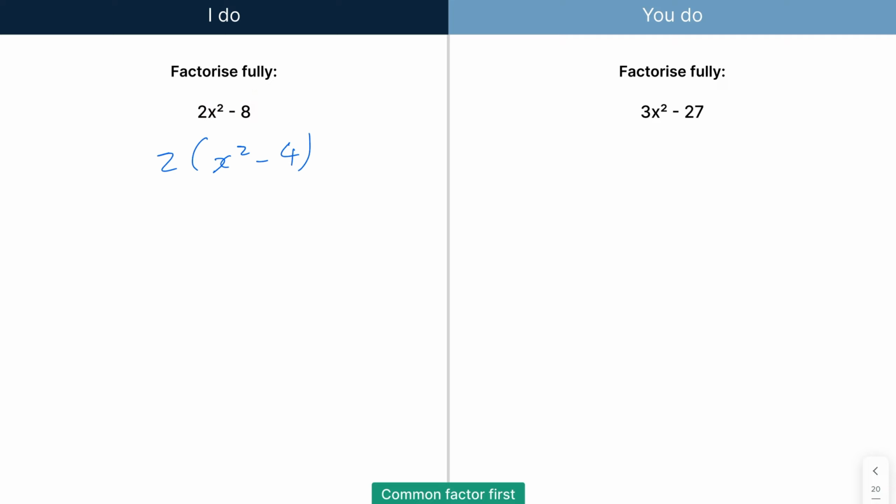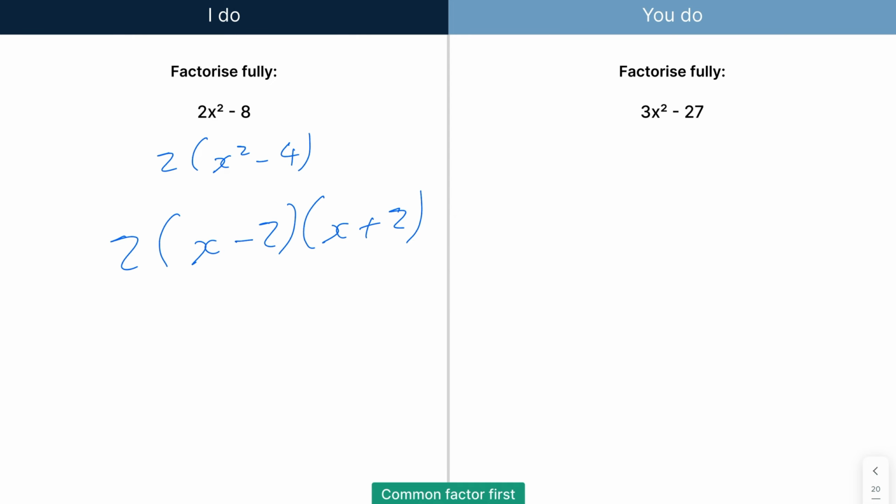And now notice, you always have to ask yourself, is this fully factorized? It's not. That's called the difference of 2 squares. So again, going back to what we've been doing this lesson. So my final answer will look like this, because this is the difference of 2 squares, so I can factorize it further like that. So the 2 just stays outside from here.